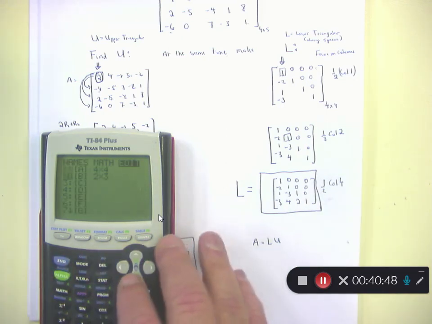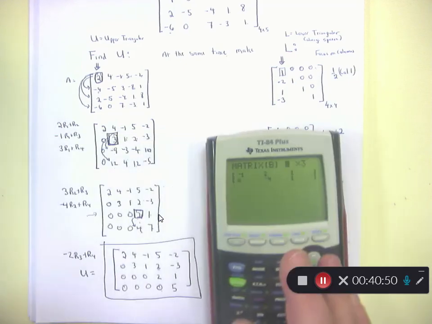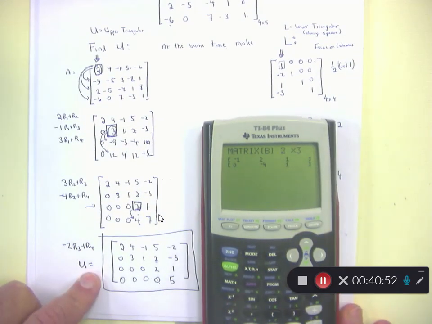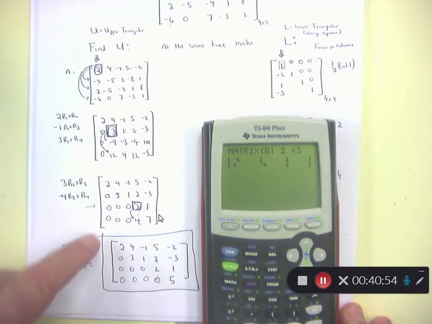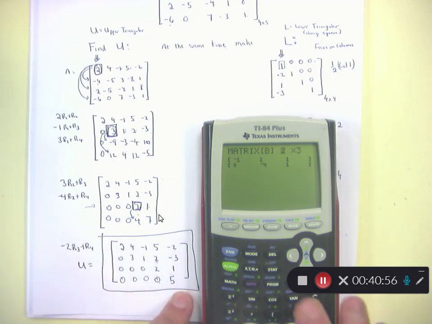Let's edit matrix B. Matrix B is going to be my U matrix. What size matrix is this? 4 by 5, 4 by 5. And this will be 2, 4, negative 1, 5, negative 2, 0, 3, 1, 2, negative 3, 0, 0, 0, 2, 1, 0, 0, 0, 5.